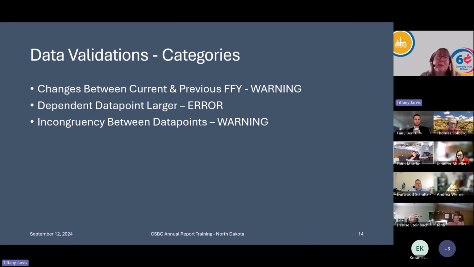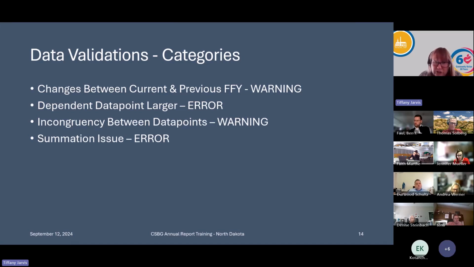Incongruency between data points, we're probably going to change the language on this, but this is a warning. This would be, and Elena's example is, hey, you're reporting expenditures but not reporting services. That's incongruent between those two data points because logically you would expect if you're expending money in that area, you're also going to be providing services in that area, but that's not always the case, which is why it's a warning and not an error. It's just saying, hey, look at these couple of data points and make sure that they make sense to each other.